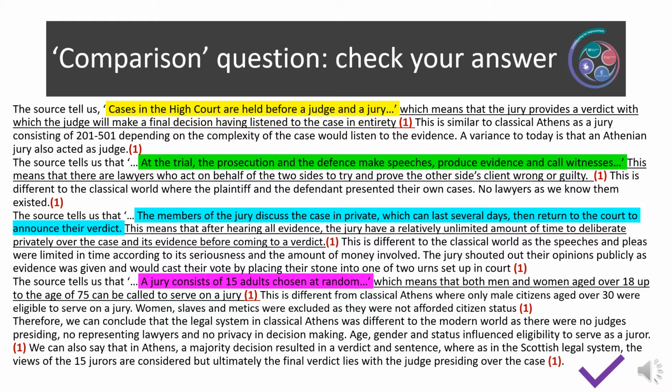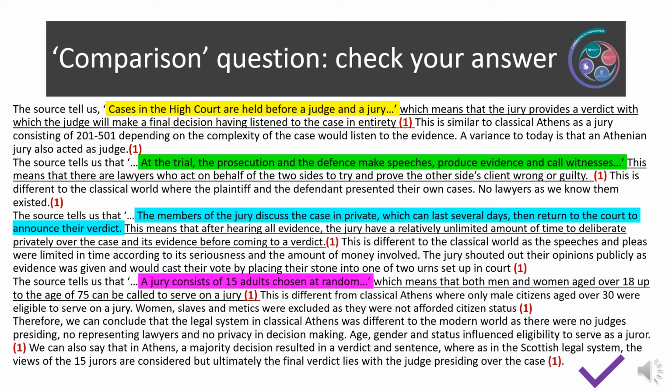The source tells us that, quote, the members of the jury discuss the case in private, which can last several days, then return to the courts to announce their verdict. This means that after hearing all evidence, the jury have a relatively unlimited amount of time to deliberate privately over the case and its evidence before coming to a verdict. This is different to the classical world, as the speeches and pleas were limited in time according to its seriousness and the amount of money involved. The jury shouted out their opinions publicly as evidence was given and would cast their vote by placing their stone into one of two urns set up in court.